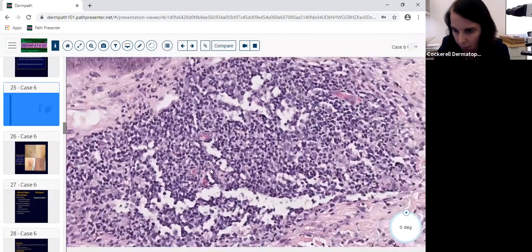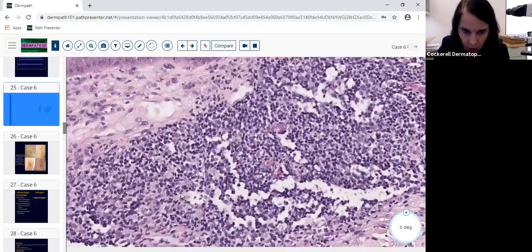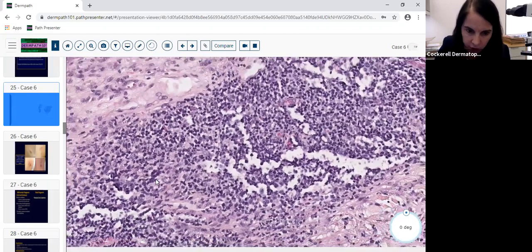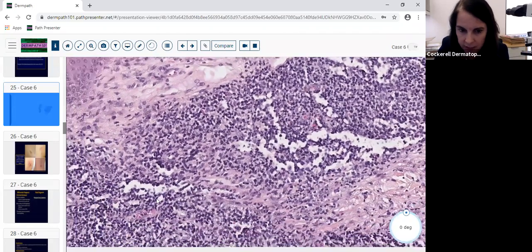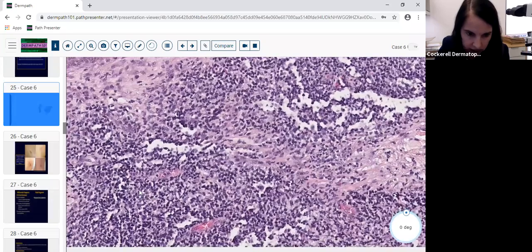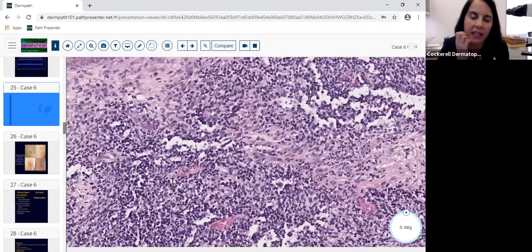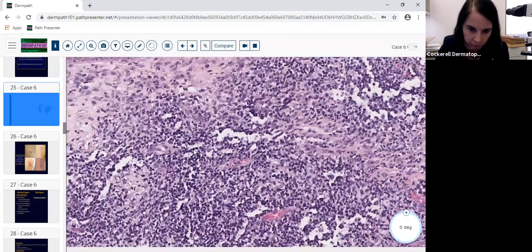So now how are we going to go about proving whether this is a malignant lymphoma or just a pseudolymphoma or cutaneous lymphoid hyperplasia? Well, we definitely need to put some stains on this. Typically, we'll do a CD20, a CD3 to see how many of these cells could be reactive T cells in this area.